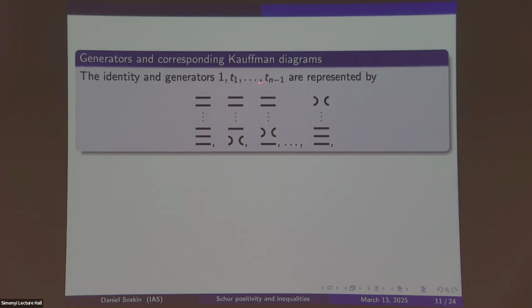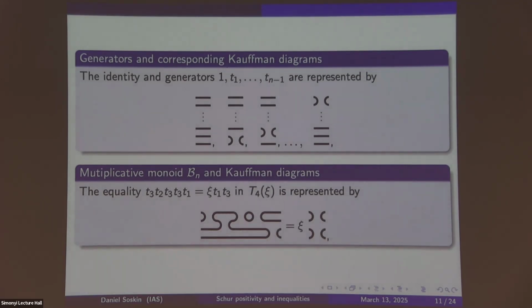Then for element ti, we fix a level from the bottom, level i, and we connect vertices on the left from i and i plus 1, and on the right from i and i plus 1. So this is T1, this is Tn minus 1. And elements in the multiplicative monoid are obtained just by concatenation of diagrams representing these generators.